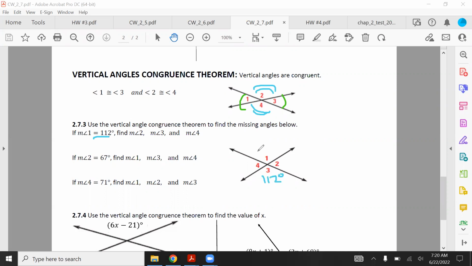And also, because 1 and 2 form a linear pair, angle 2 is going to be 68 degrees, because these have to add up to 180, because they form a line. Therefore, angle 4 is also 68 degrees.